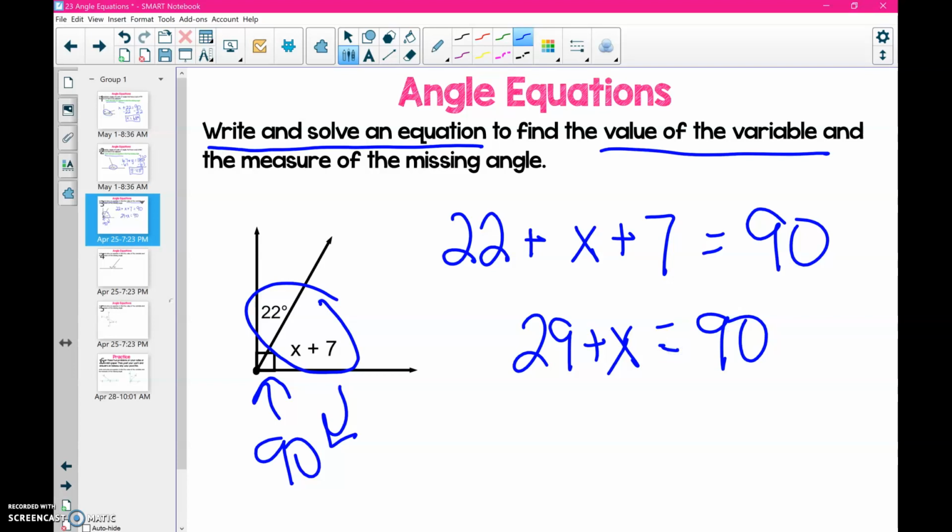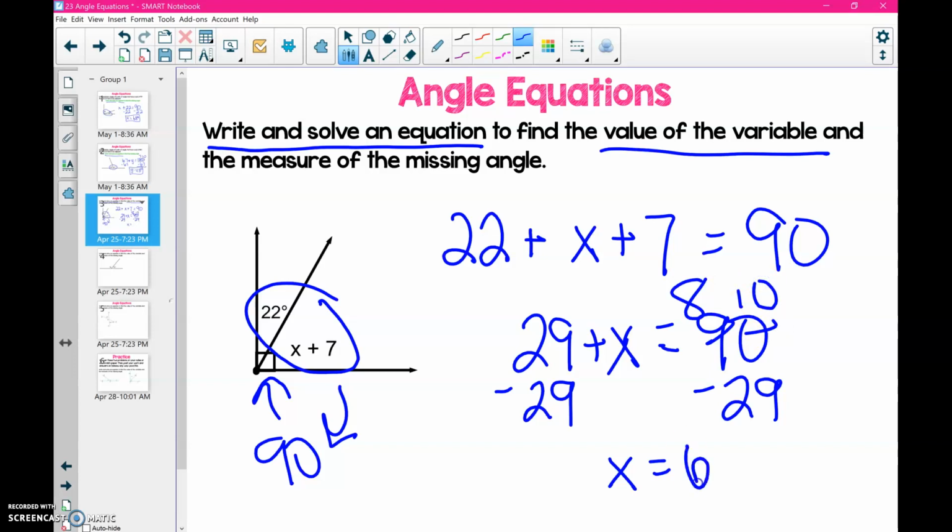And so then we need to get the variable by itself. So we're going to subtract 29 from both sides. And so x ends up being, if you got to borrow on this one, again, you can do it in your head or off to the side, your choice. But we end up with 61. Now, it's not 61 degrees, okay? That's 61 for x, all right?